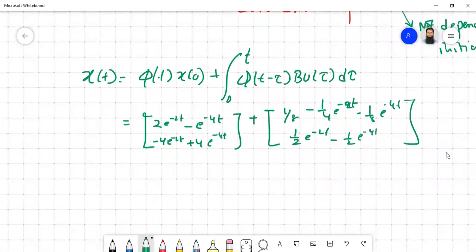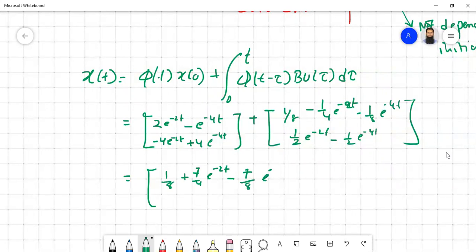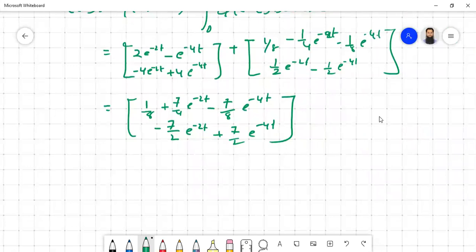Eventually, it will give you the final response, that is 1/8 plus 7/4 e to the power minus 2t, minus 7/8 e to the power minus 4t, and minus 7/2 e to the power minus 2t plus 7/2 e to the power minus 4t. Okay, so this is your required solution and this is your answer.